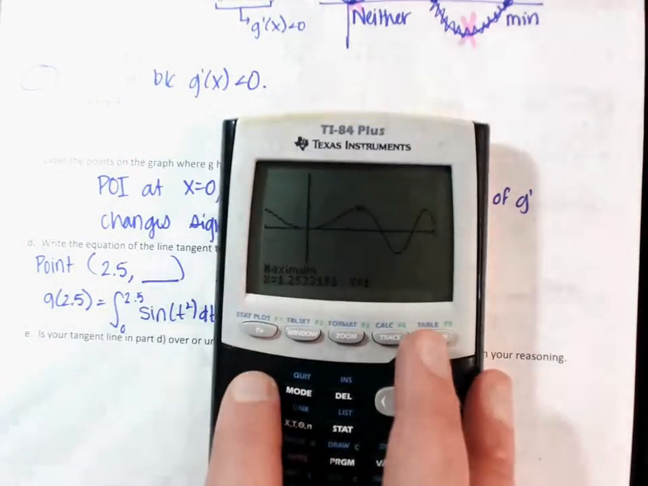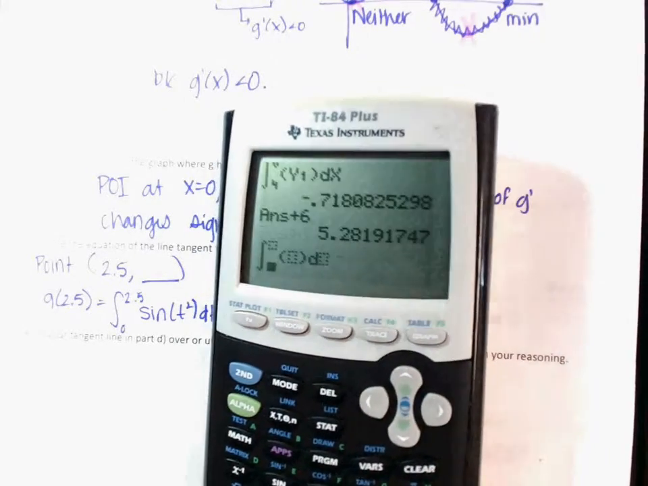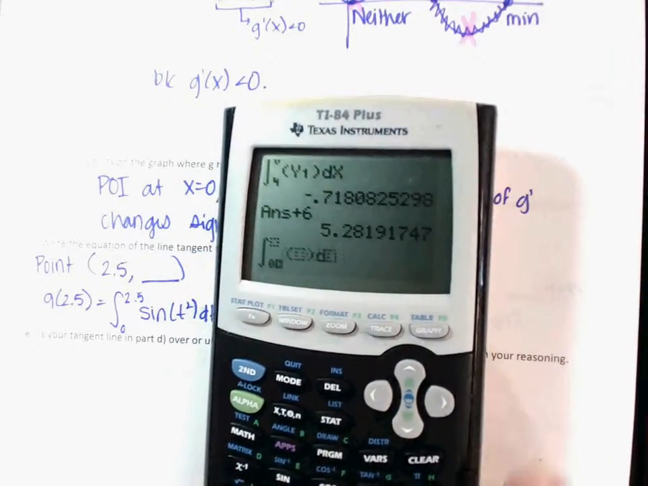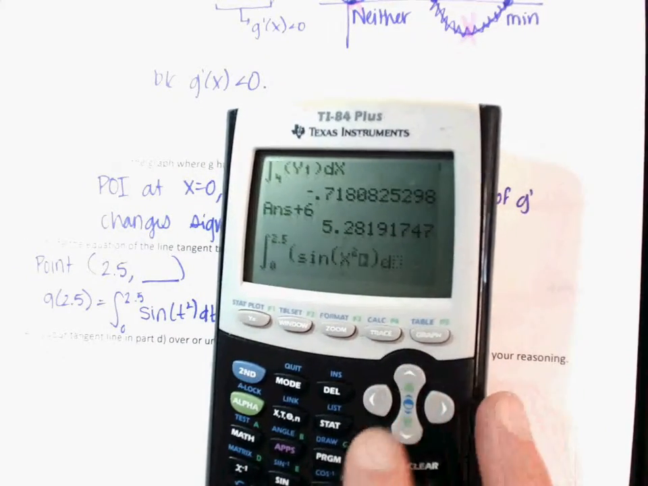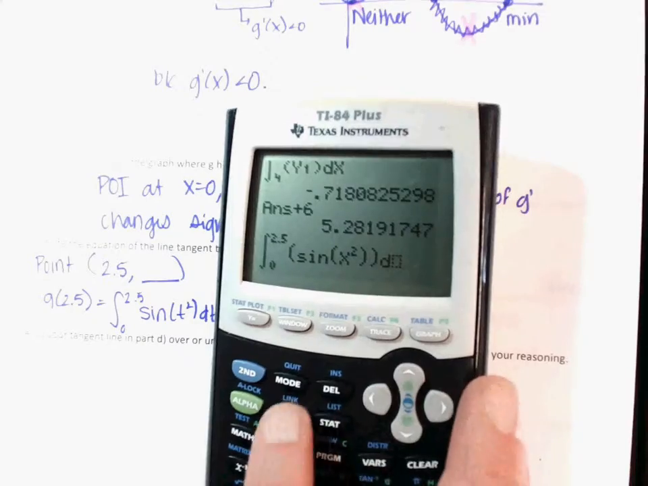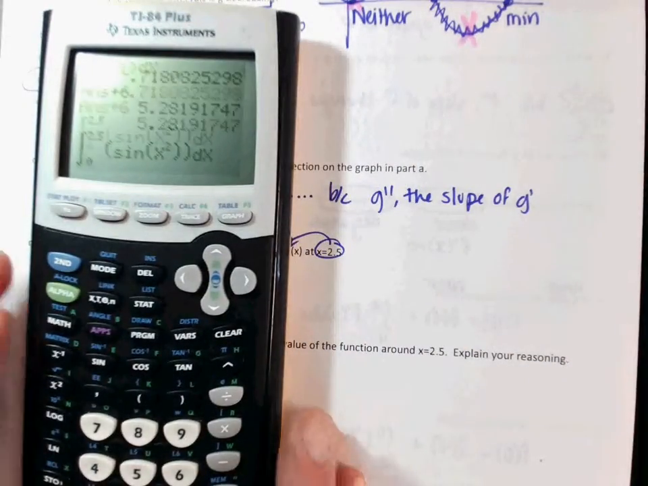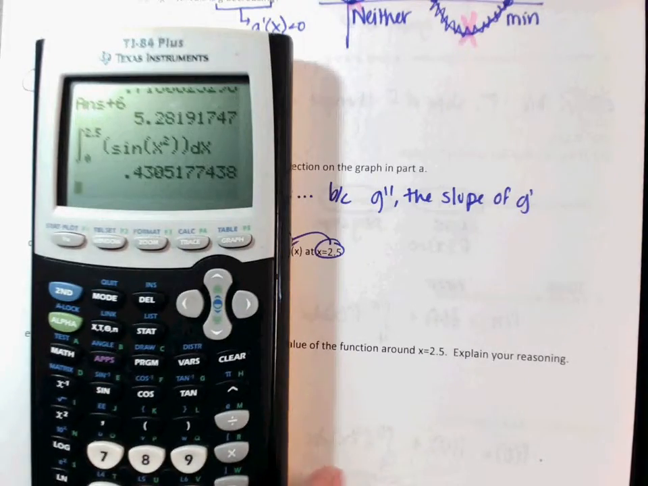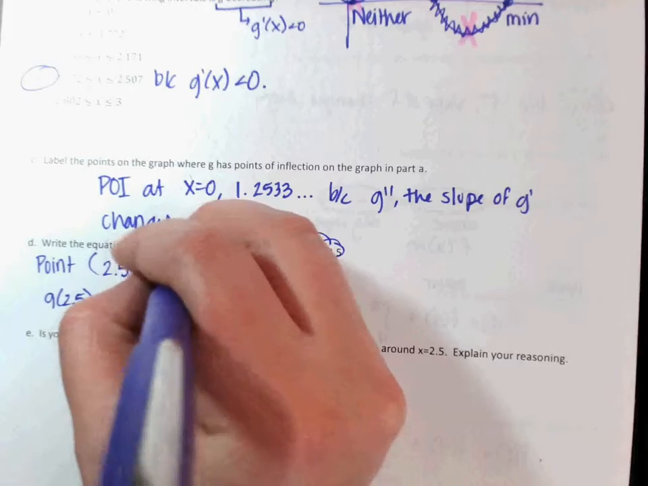Okay, so second quit to get out of my graph. Math 9 is the integral. Okay, 0 to 2.5. And then sine of x squared dx. Okay, all this stuff you should mostly know how to do pretty easily. Okay, so 0.4305. Okay, that's my y value.